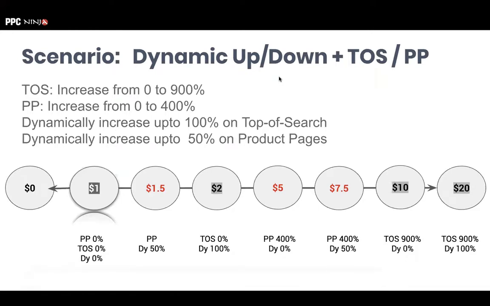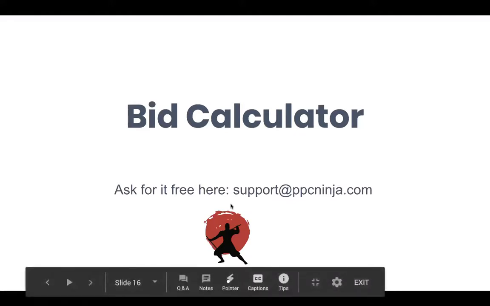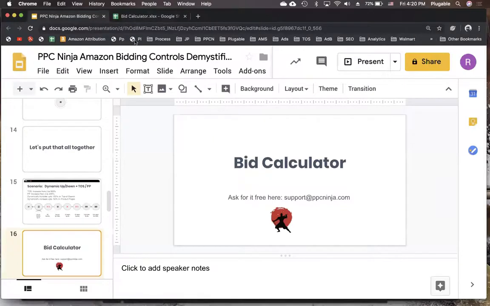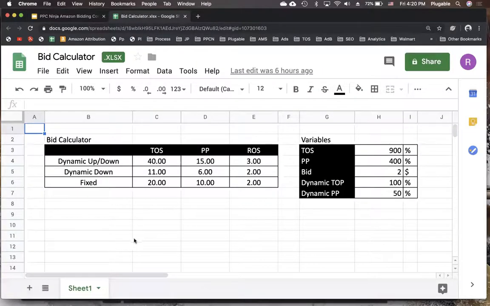Okay, so I'm pretty sure that's quite confusing, or maybe not. So anyway, we've put together an easy to use bid calculator, and I'm just going to show that to you in a second. Here we go. This is just a Google Sheets calculator that we've created. We've put in all the variables here, and these bids are calculated automatically. What happens with a combination of fixed bid at the top of search, what happens with a dynamic down at product pages, and so on in this grid.